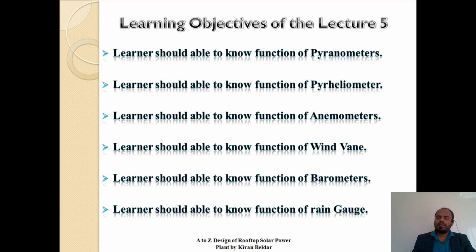Learning objectives of lecture number 5. The learner should be able to know the function of the pyranometer, pyrheliometer, anemometer, wind vane, barometer, and rain gauge.